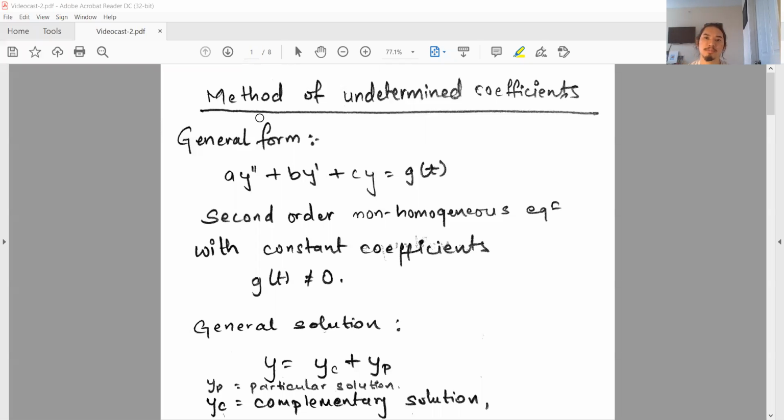Today, we're going to talk about the method of undetermined coefficients. This is the general form of the second order non-homogeneous equation with constant coefficients. Here the right hand side g(t) can never be zero. And the general solution for the equation is y equals yc plus yp. Here yc is the complementary solution and yp is the particular solution.